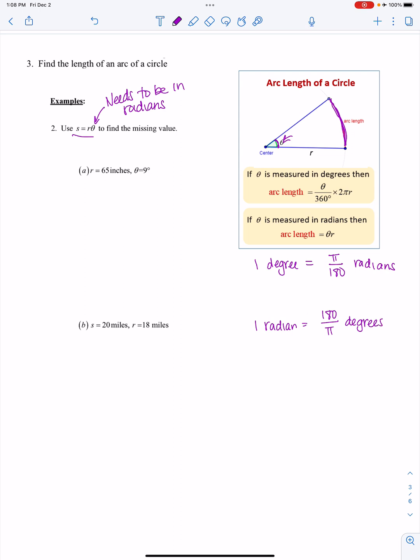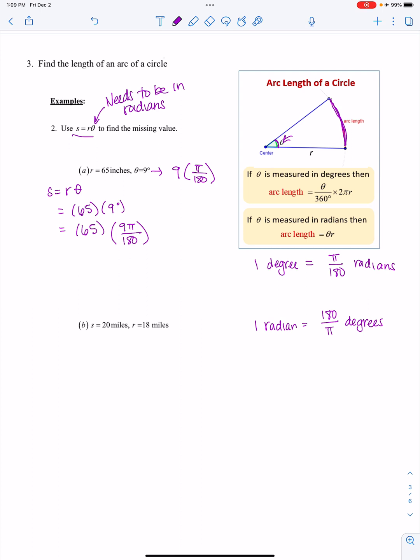And pi is such a big part because we're working in a circle. So we have our degrees, 180, we have pi because we're in a circle, and we're going back and forth between the two. In this particular example, our theta is in degrees, so in order to be able to use it, we need to turn it into radians. If 1 degree is pi over 180 radians, and I have 9 of them, then in order to turn this into radians, I'm going to have 9 times pi over 180. So my formula is going to look something like this. S equals R times theta, with a radius of 65 and a theta of 9 degrees, which we have found is 9 pi over 180 in radian form.